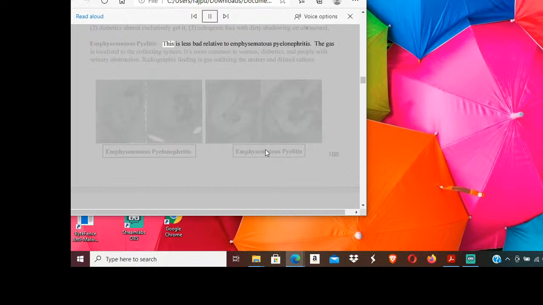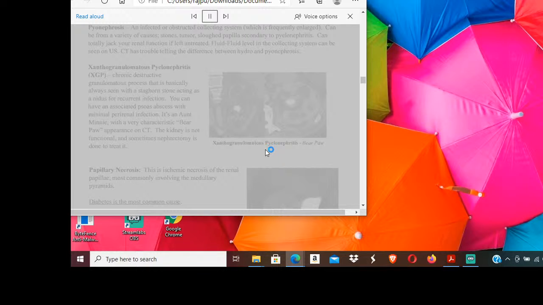Emphysematous pyelitis. This is less bad relative to emphysematous pyelonephritis. The gas is localized to the collecting system. It's more common in women, diabetics, and people with urinary obstruction. Radiographic finding is gas outlining the ureters and dilated calyces.